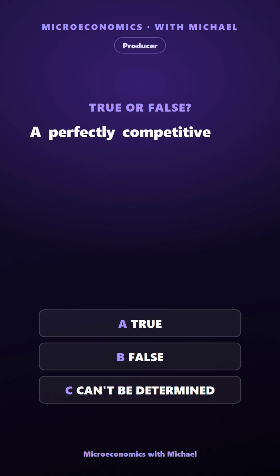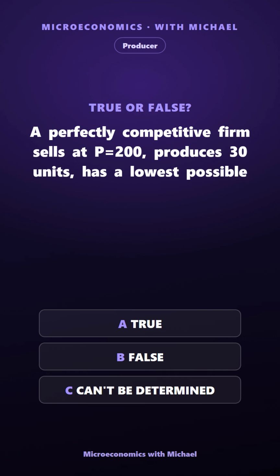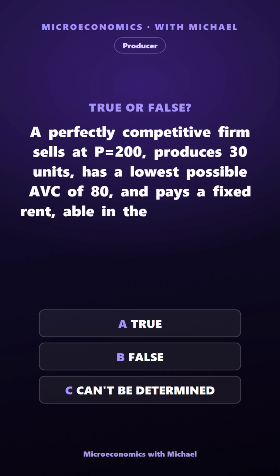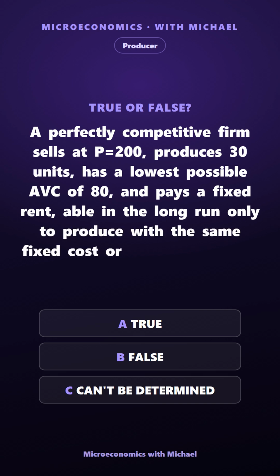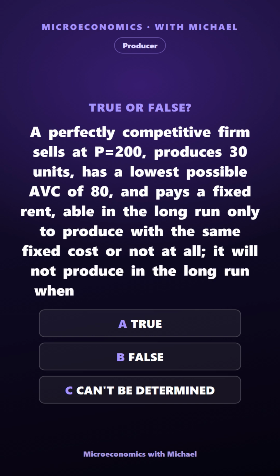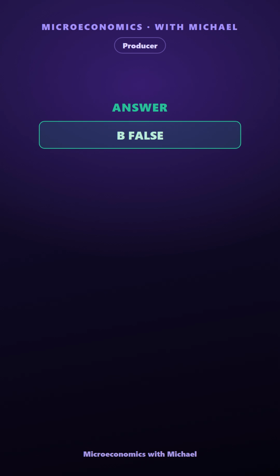A perfectly competitive firm sells at P equals 200, produces 30 units, has a lowest possible AVC of 80, and pays a fixed rent, able in the long run only to produce with the same fixed cost or not at all. It will not produce in the long run when AVC alone equals 80. True, false, or can't be determined. The answer is false. Incorrect.